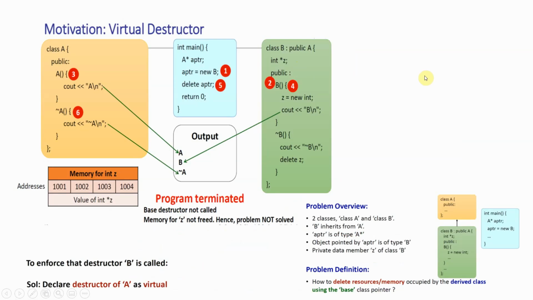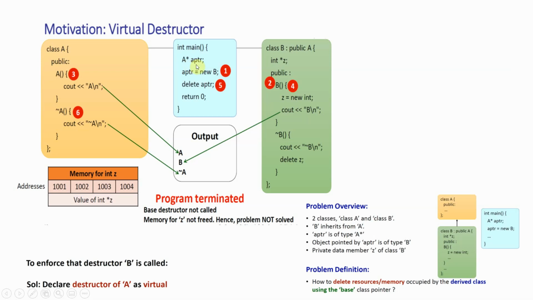Now let's look at this example. This is an interesting example. It shows you the motivation for something called a virtual destructor. If you remember, we mentioned that constructors are called from top to bottom, and destructors are called from bottom to top. Constructors go from parent to child, and destructors from child to parent. So now let's look at this one.